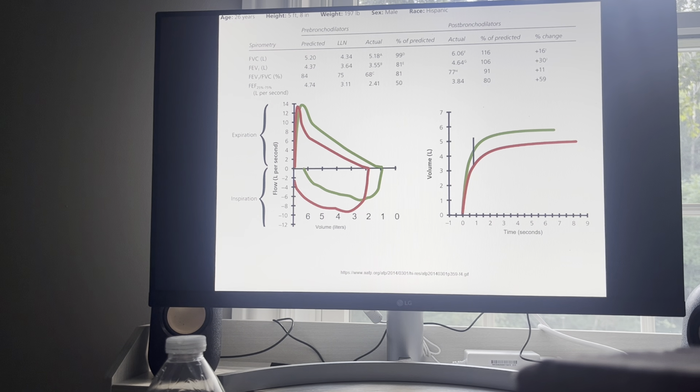Let's look at the volume time curve, which is in the lower right. And again, we're going to do a lot of case studies here. That is the volume per each second of how much air is being exhaled. So notice most of the air gets exhaled again within the first second.